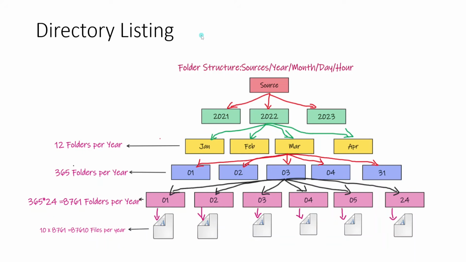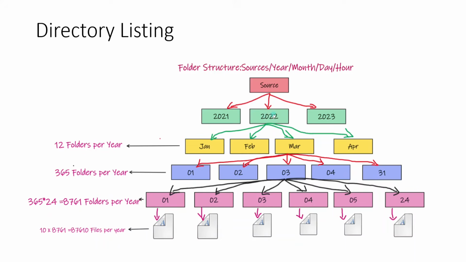Let's say you are processing data from multiple source systems, and your Azure Data Lake Storage is divided as per this hierarchy. At the top level, we have source systems, and within that we have year, within that month, within that day, within that hour. In real time, we might have multiple source systems, but in this example, I'm considering only one source system. And let us assume we have multiple years, 2021, 2022, 2023, but currently only one year, 2022.